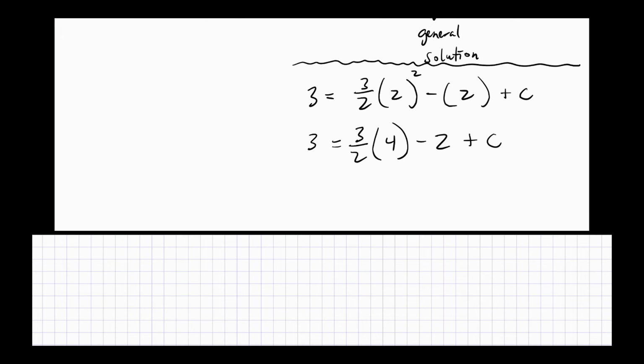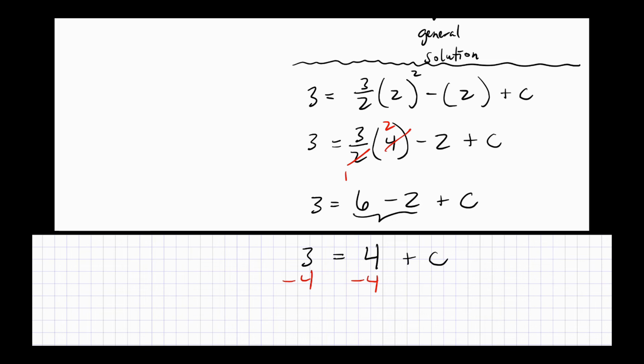Okay, so I can cancel these guys out. That makes a 1, that makes a 2. So I get 3 equals 6 minus 2 plus c. Combine some like terms. I get 3 equals 4 plus c. From there, you can subtract 4 from both sides, or you can do it in your head, figure out what it is. If I subtract 4 from both sides, I get c is negative 1.